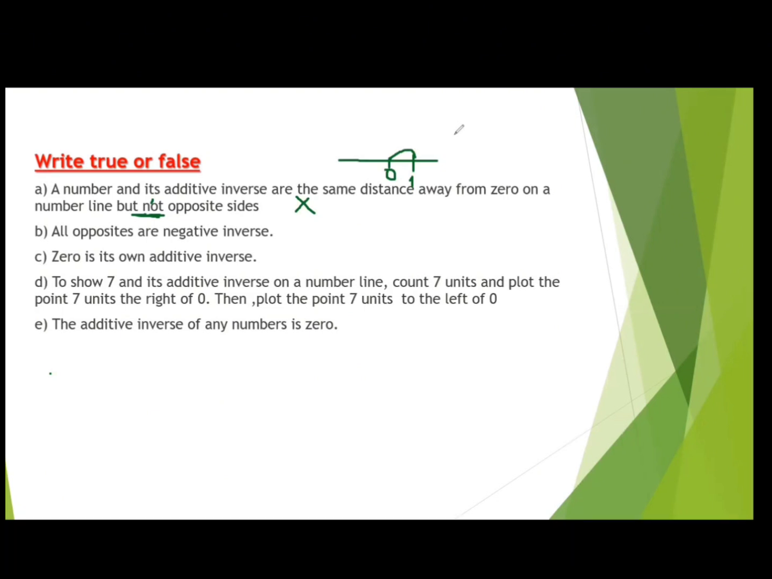Is the additive inverse of any number 0? Of course, no. The additive inverse of 5 is -5, of 10 is -10, of -17 is 17, so it's not 0. This is your homework.